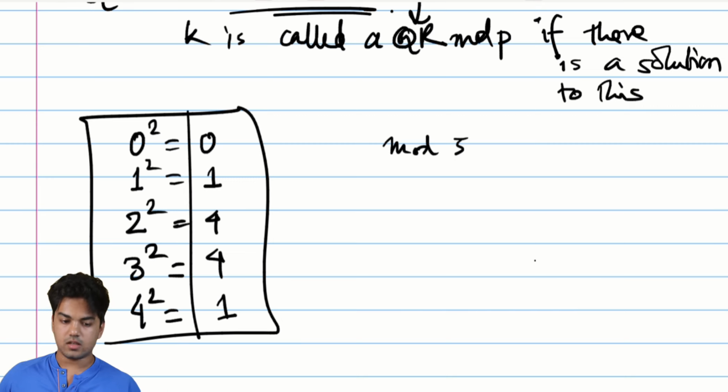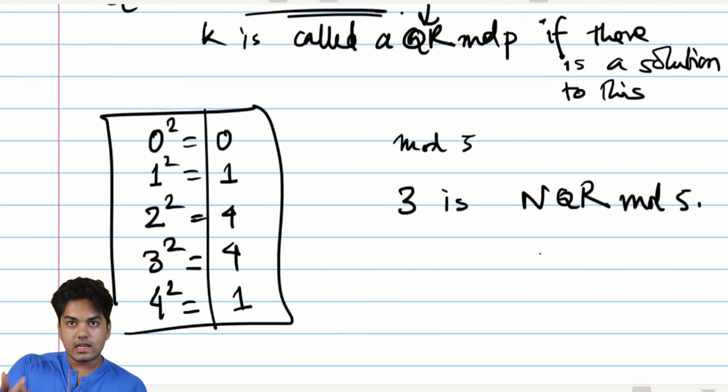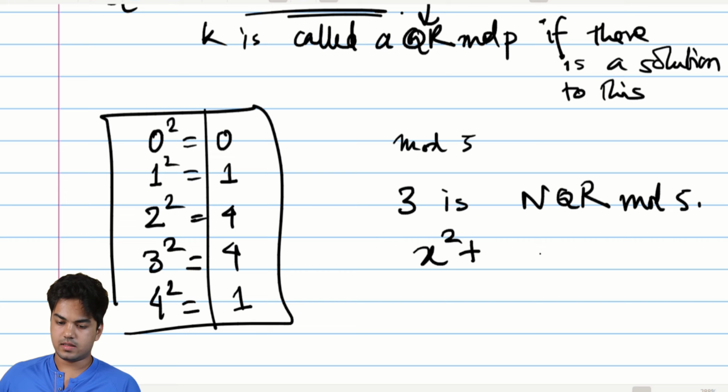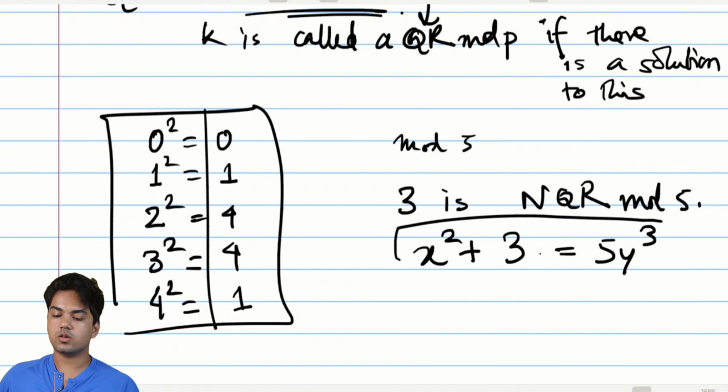So in particular, 3 is not a QR. We write that as NQR, non-quadratic residue, NQR mod 5. In particular, this gives you a quick solve to something like, let's say, x squared plus 3 is equal to 5y cubed. At the outset, how do you solve something like this? This is a hard problem. How do you do this? The question is to solve this over the integers.